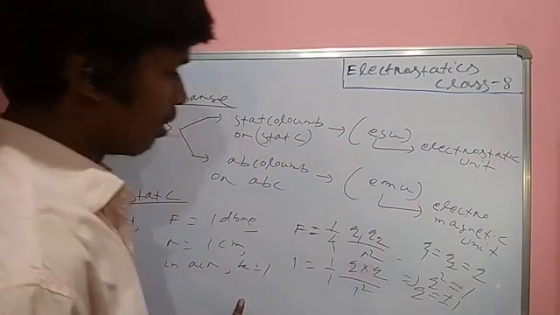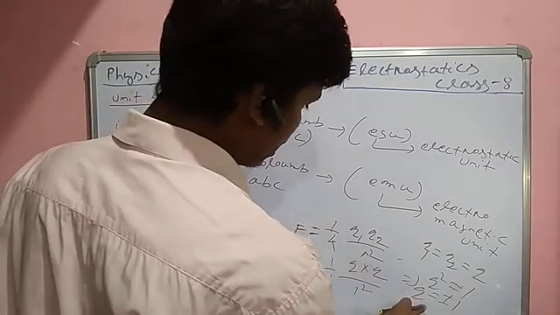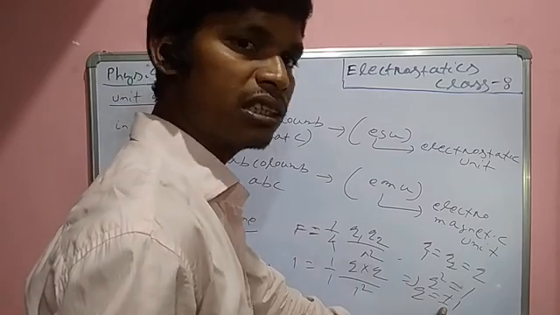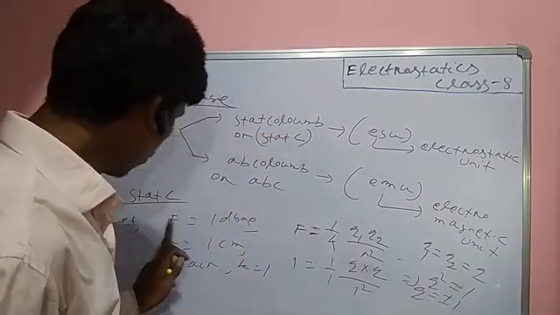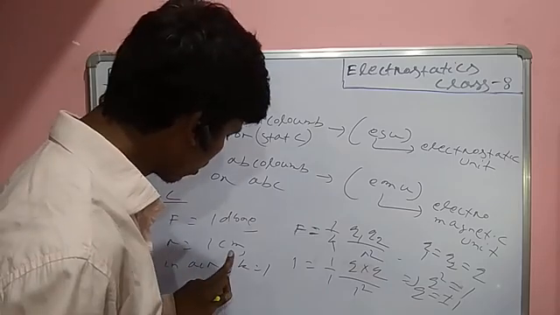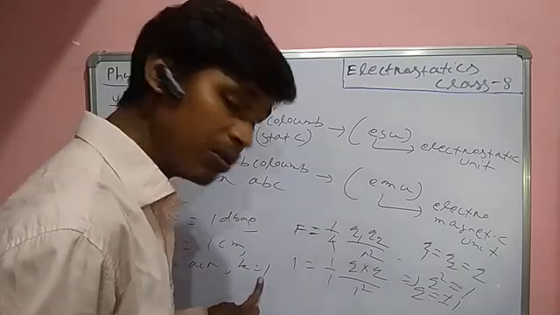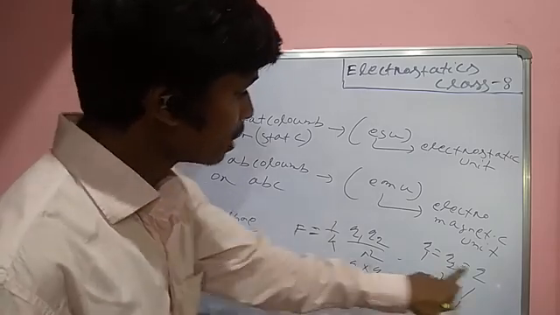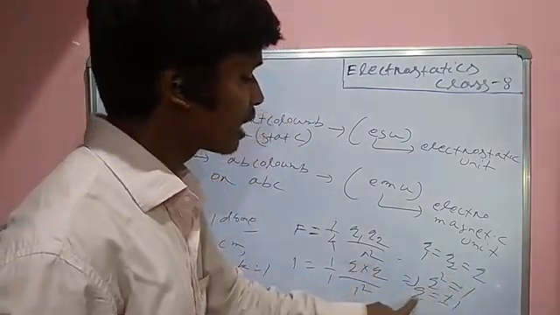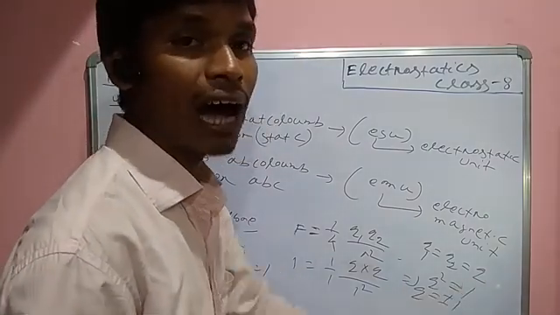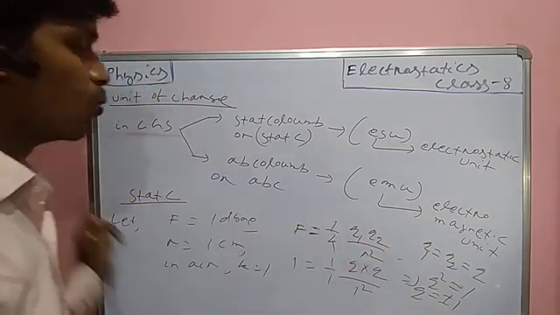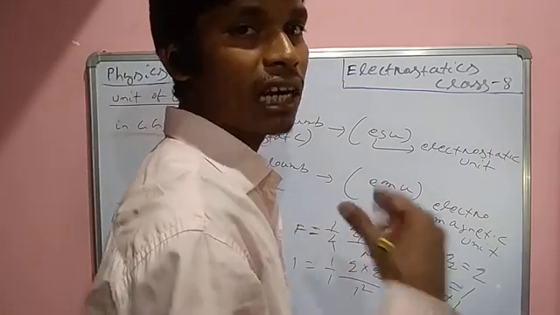So here we can define one statcoulomb. Whenever the force is 1 dyne, whenever the distance between two charges is 1 centimeter, and the medium is air, and the charges are similar, then Q is one statcoulomb. From the above expression we can define one statcoulomb.